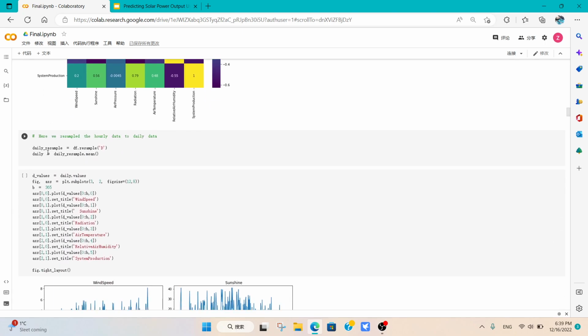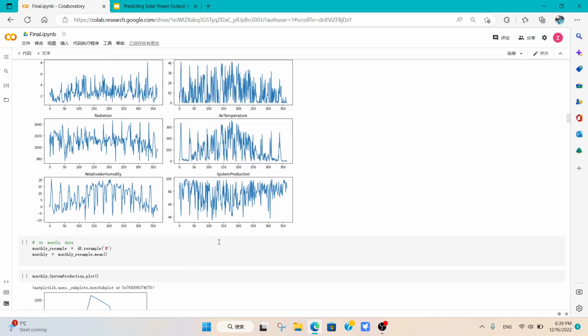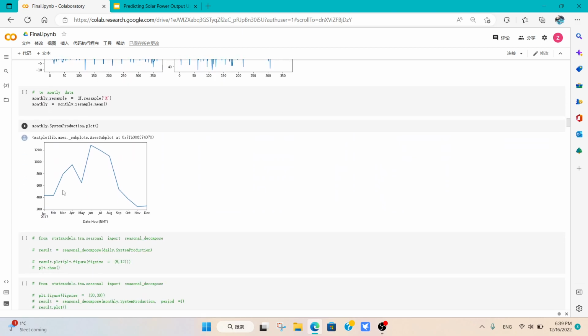We also resampled our data to daily data just for our exploration, and we can see the daily plot of all the variables. We also sampled it for monthly data, and this is where we were able to know that spring and summer months have the highest production, and winter and fall are almost close to no production.